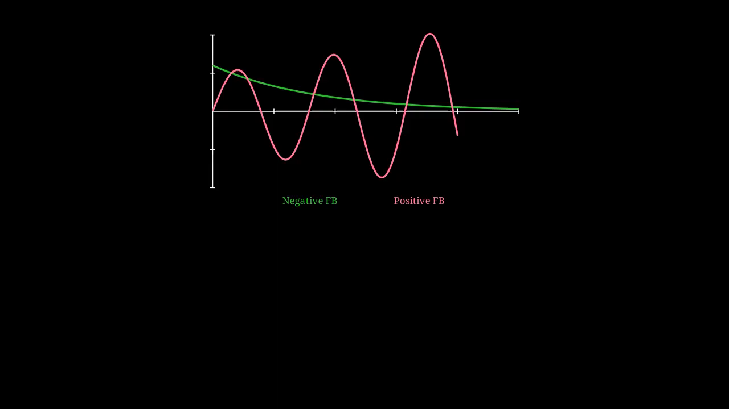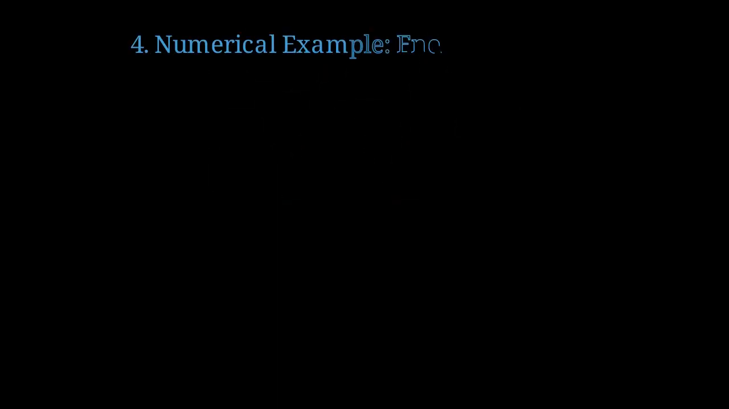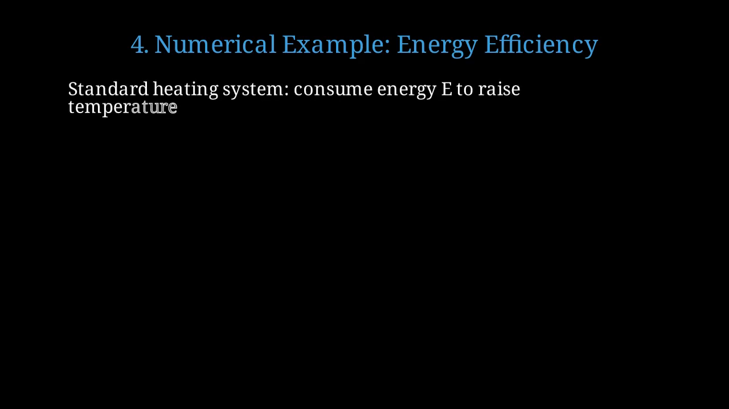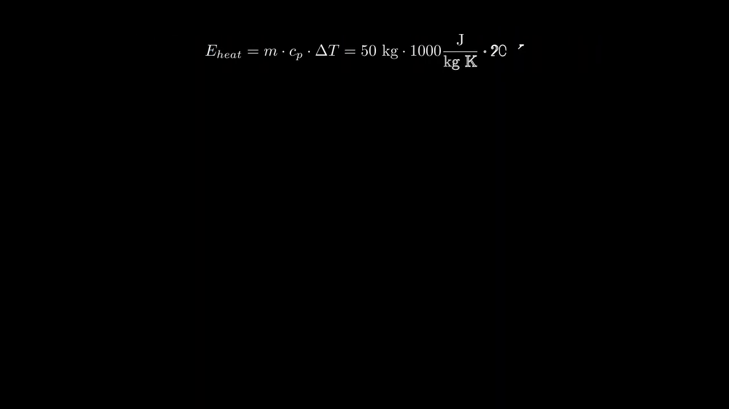Let's examine a concrete numerical example showing how inversion affects energy efficiency. In a standard heating system, we consume energy E to directly raise the temperature of a space. Energy for heating equals mass times specific heat times temperature change. For 50 kilograms heated by 20 Kelvin, with specific heat 1000 joules per kilogram Kelvin, this gives us 1 million joules, or 1 megajoule, of energy consumed.